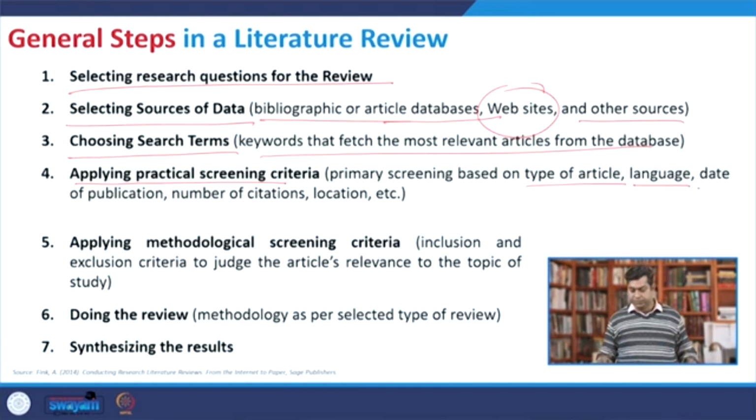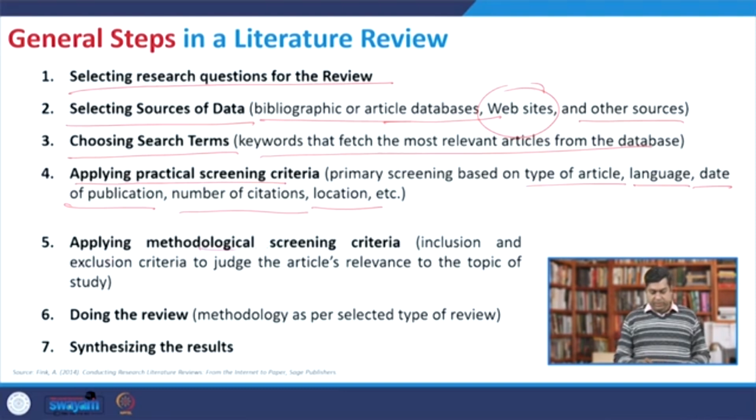Then the date of publication. Sometimes I am not really bothered about a research paper published 20 years ago, because at that time things were probably different. I want to see the recent trends, so I can filter for the last 5 years. Number of citations: if a paper is cited many times, it is a very important paper for us. Location gives some context, so that you can compare whether papers within the location talk about similar things.